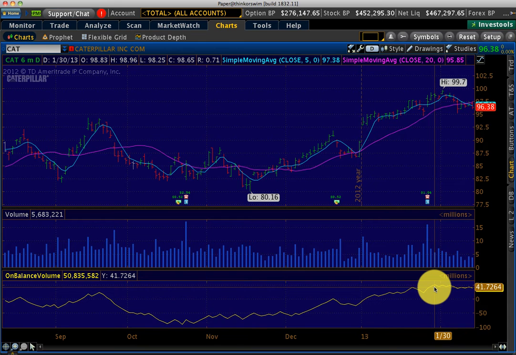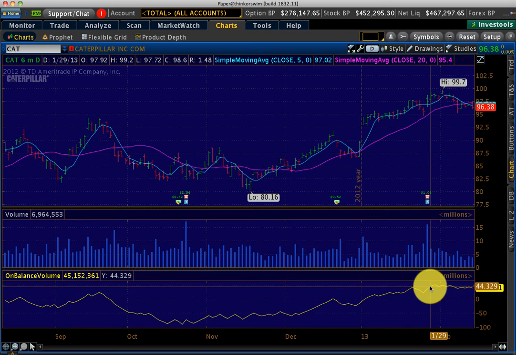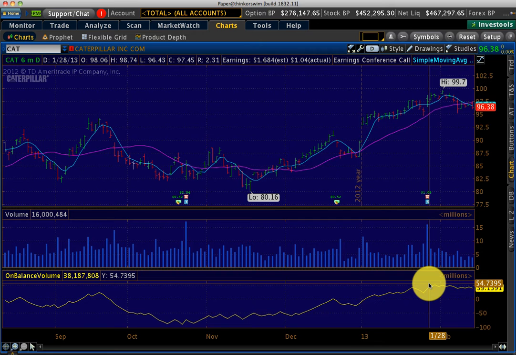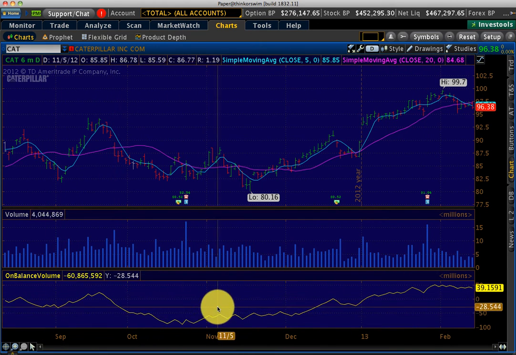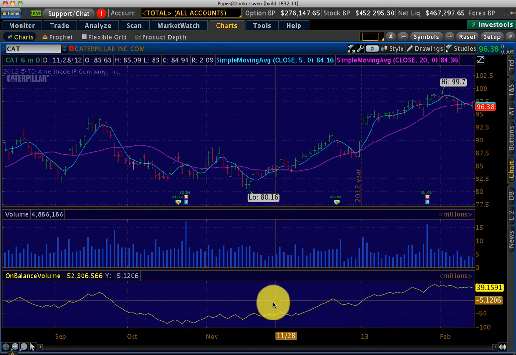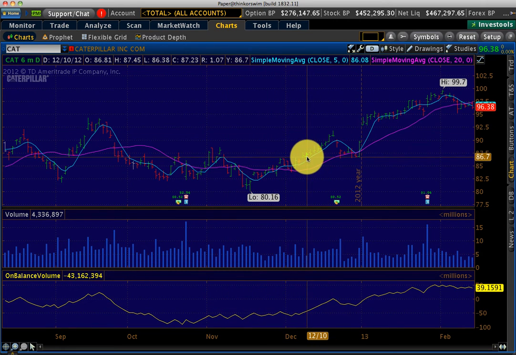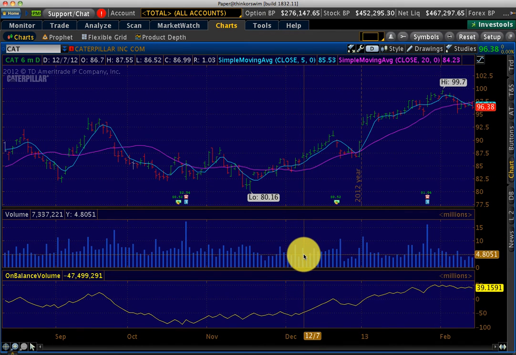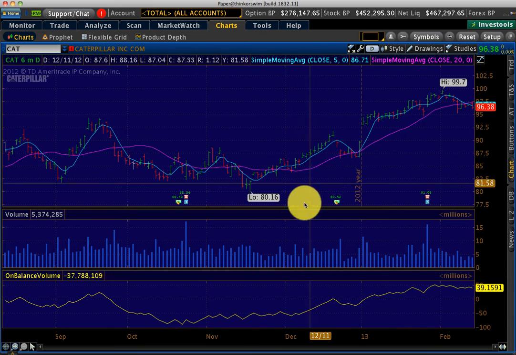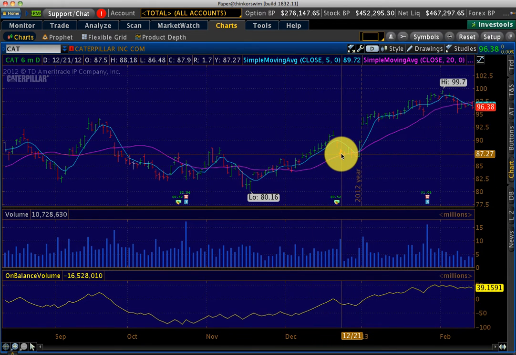What does the on-balance volume indicator tell us? Broadly, it tells us whether there is buying pressure or selling pressure on a stock. And the way it does that is it carries a cumulative total of a volume number. And if you have an up day, which is indicated by green bars, then the volume for that day is added to the cumulative total. And if you have a down day, then the volume for that day is subtracted from the cumulative total.